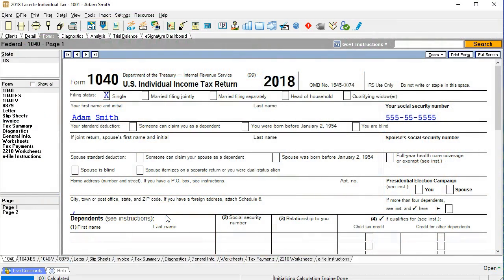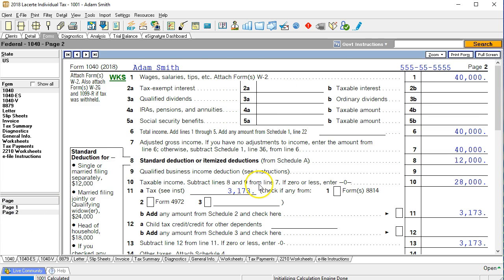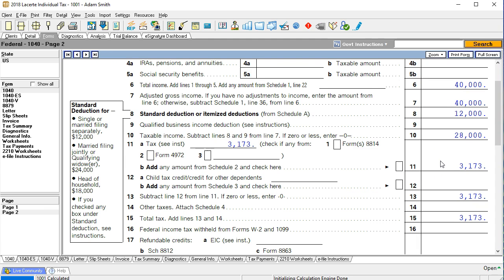Here we are in the tax software. We're currently using Lacerte. The end result will be much the same for any type of tax software in terms of the forms, because the forms will generally be standardized. We're in a Form 1040 for a single filer, 2018. If we look at page 2 of the 1040, we entered $40,000 for this example. $12,000 is a standard deduction. We'll talk more about the standard deduction later. There's the $28,000 taxable income, and here's going to be the tax.